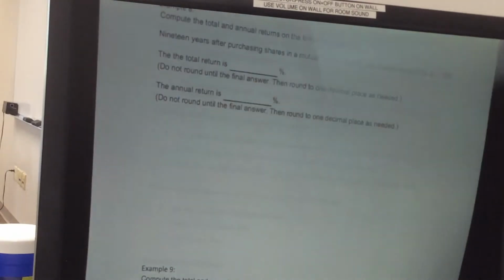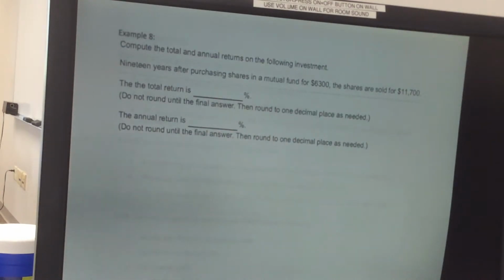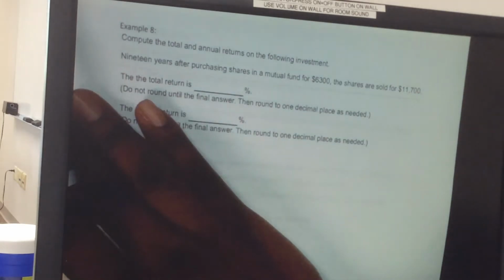Okay, example 8. Here we're going to compute the total and annual returns for the following investment. 19 years after purchasing shares in a mutual fund for $6,300, the shares are sold for $11,700. And here you want to know the total return.